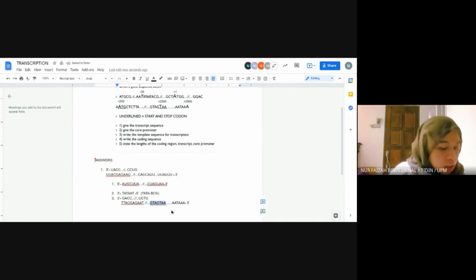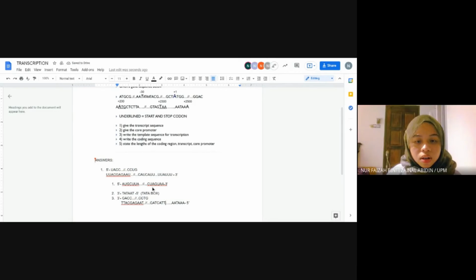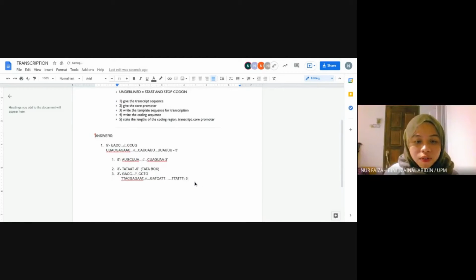So Faizah, doesn't it have to be U instead of T? For this one, this is the template sequence, which is the DNA. If it is transcription, yes, it will be U instead of T. So let's move on to the fourth one, which is the coding sequence.